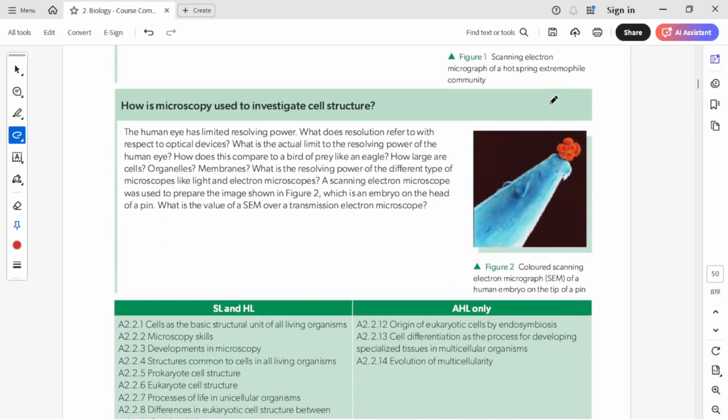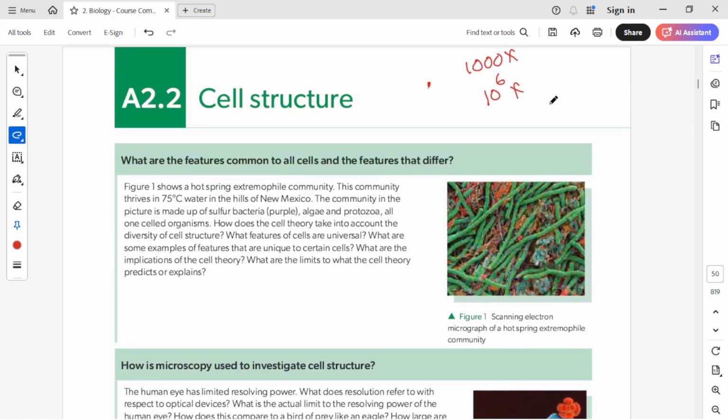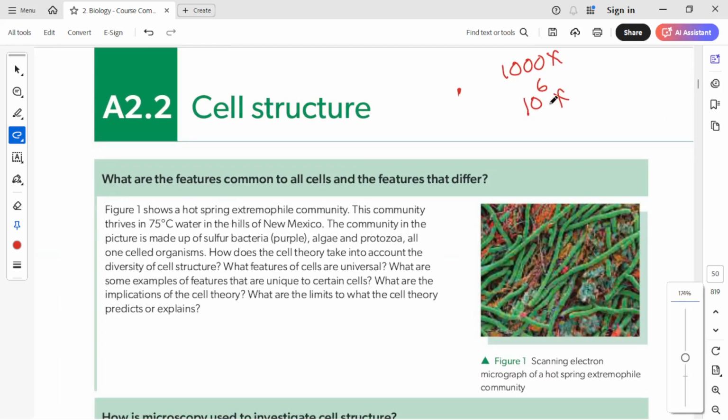Okay, so first of all, here we can see a beautiful image. This is done with a scanning electron microscope. SEM and TEM are the two kinds of electron microscopes that we'll understand in this chapter. This is a picture of an extremophile. Extremophiles can live or exist in extreme conditions. These are particular algae, protozoans and bacteria which can resist up to 75 degrees Celsius of water temperature. They can live in those high temperatures, which is why they are called extremophiles.